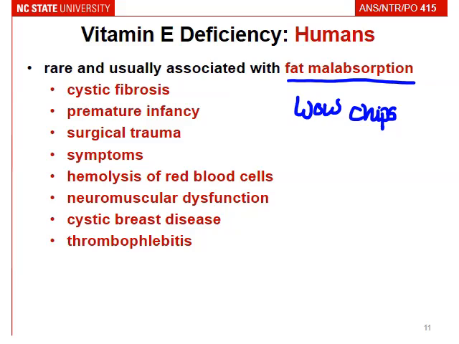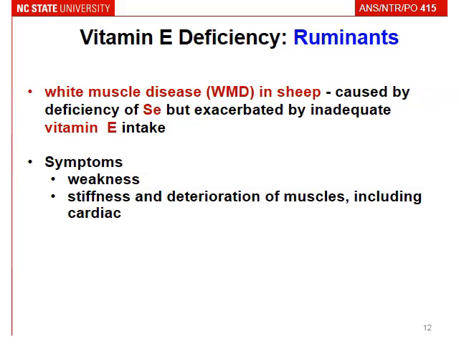It's unethical to induce deficiency in humans, but we see it with fat malabsorption. We can get cystic fibrosis, premature infancy. We have hemolysis of our red blood cells, neuromuscular dysfunction, cystic breast disease. Those are some of the deficiency symptoms in humans. But like I said, it's very uncommon, and usually it is more of a secondary effect due to a fat malabsorption problem. We do see vitamin E deficiency in ruminants.